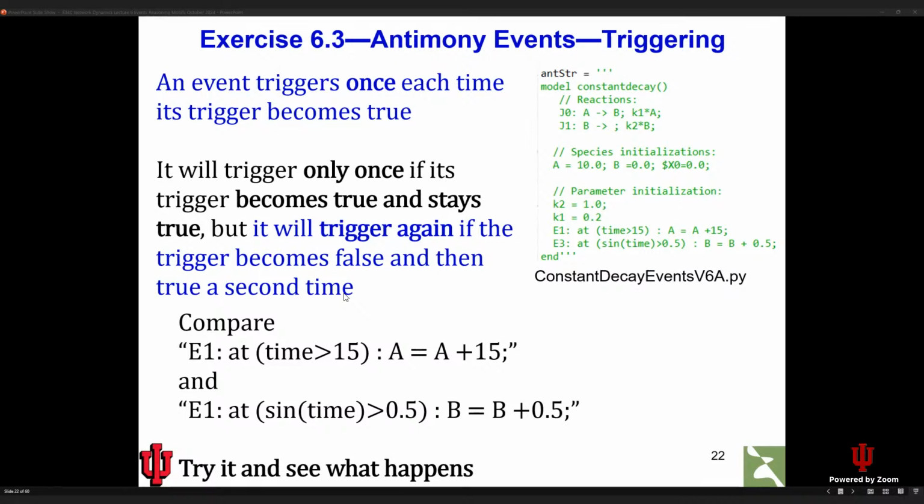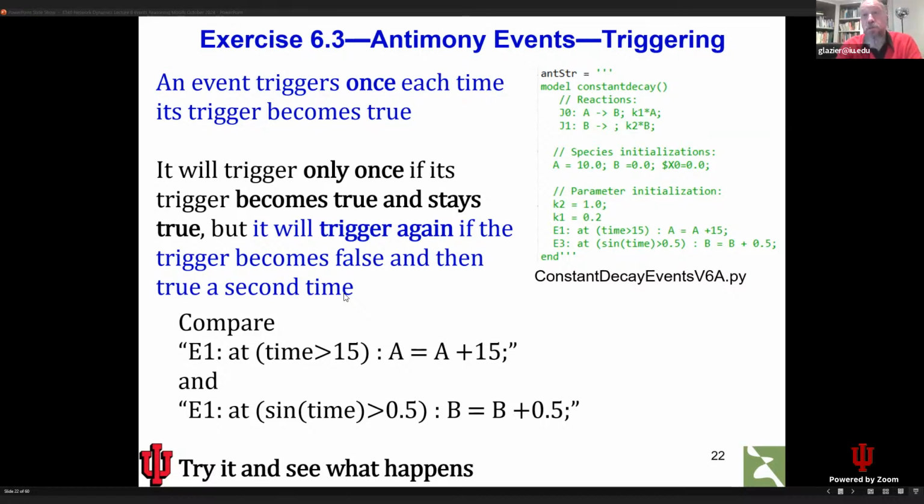In this line, it seems that if the time is larger than 15, then A will keep increasing the number. I think it should be at time equals 15. Then A will increase the number by 15. Right. So that's what I want to talk about.